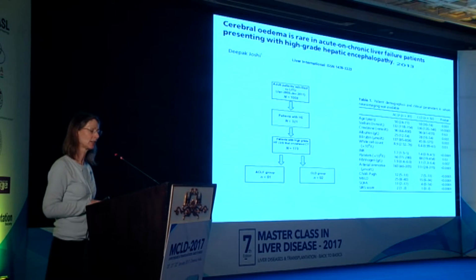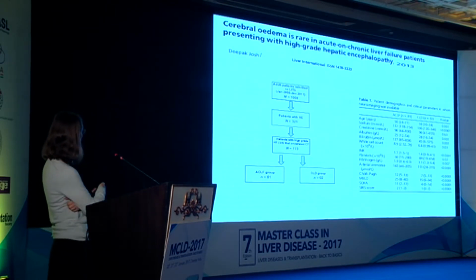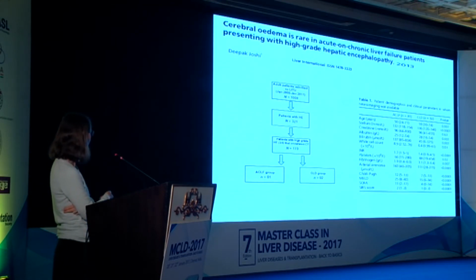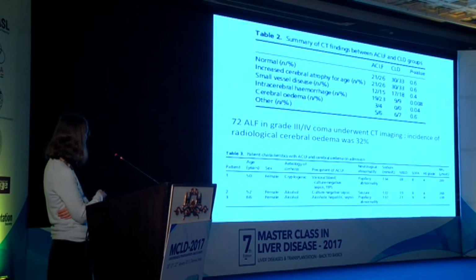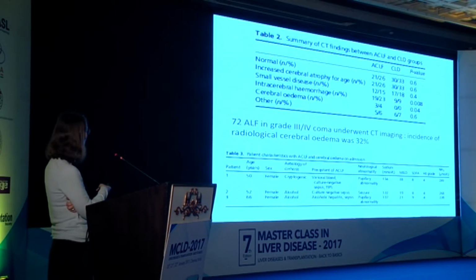This is some data from Joshi Deepak, a colleague of mine back at King's, where they looked at patients with acute on chronic liver failure undergoing CT scanning, looking for evidence of cerebral edema in this cirrhotic population, separating them into acute on chronic liver failure and decompensated cirrhotics. They were well matched. And perhaps what's important to note is that, in fact, the incidence of cerebral edema was very low, only 3 patients of this total cohort.